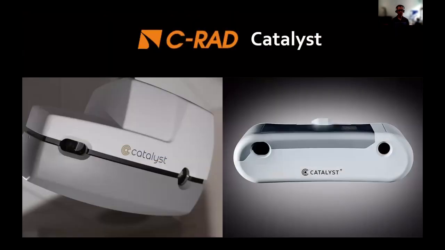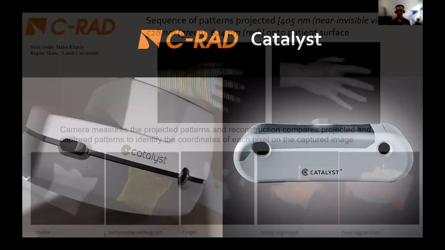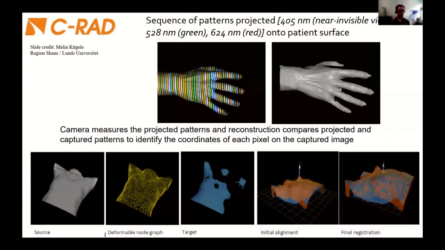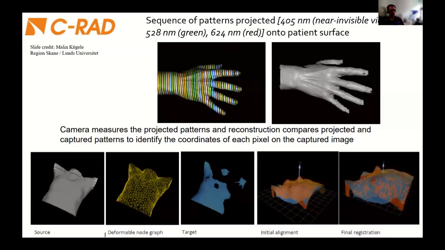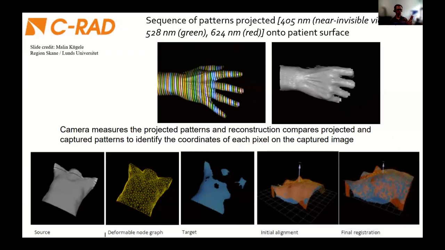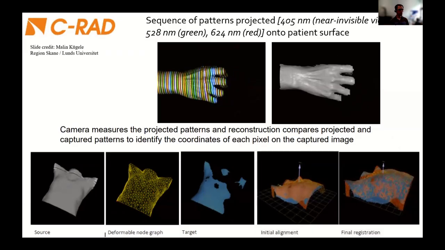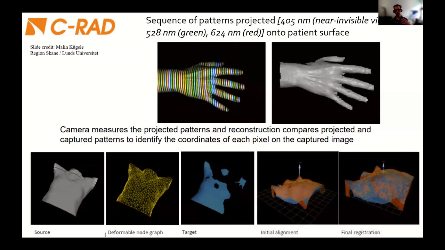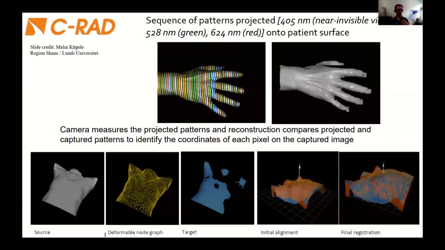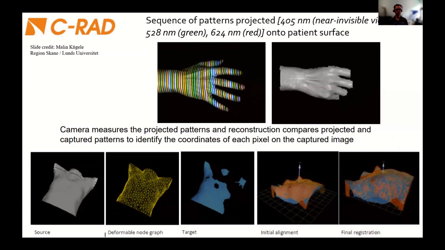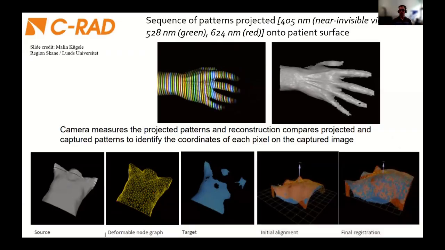So a bit more on C-RAD. They've updated their hardware over the years, and as I said earlier, they use structured light, which is a little bit different to the other vendors. There's a nice GIF there of how this works. And one of the kind of unique things about C-RAD is it can project the tolerances of the patient in coloured light onto them.